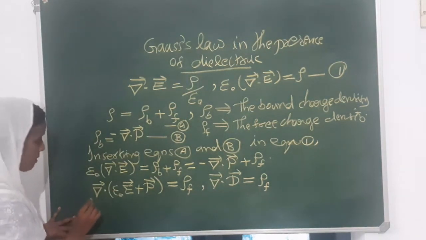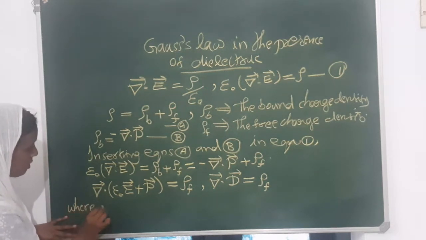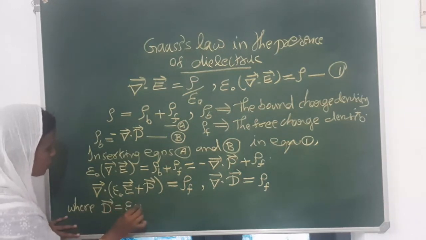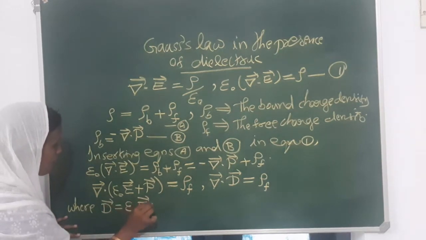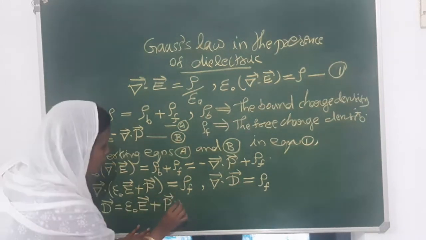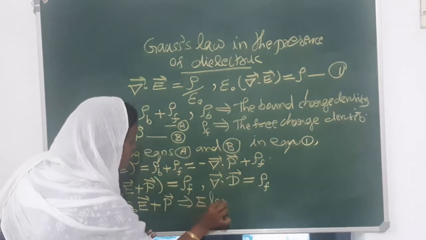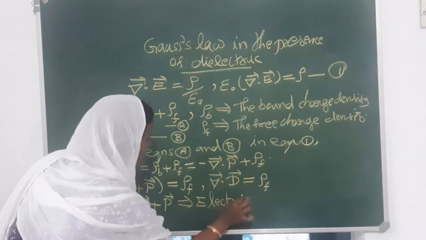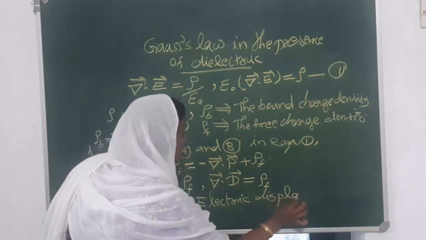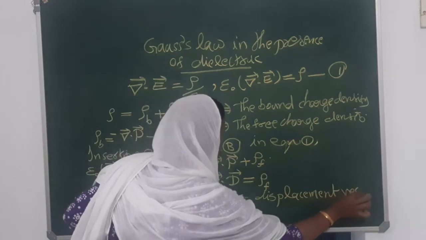Where capital D equal to epsilon 0 E plus polarization. This is called as electric displacement vector.